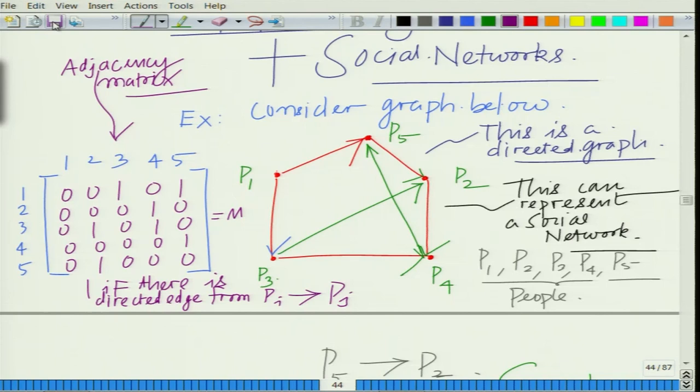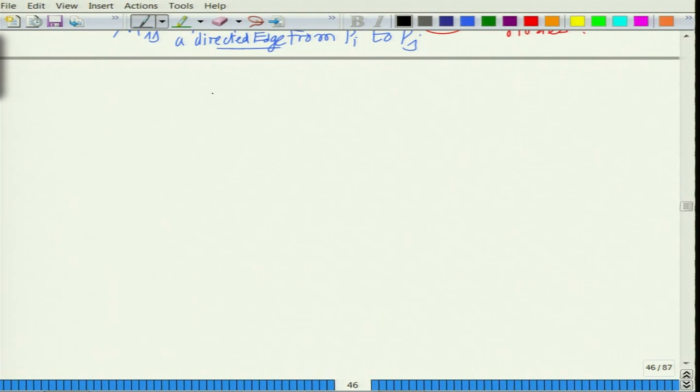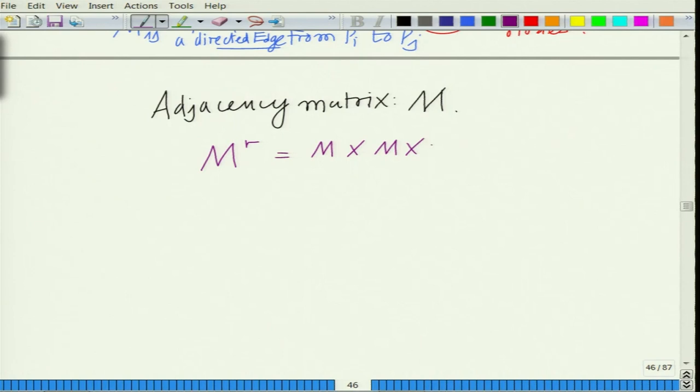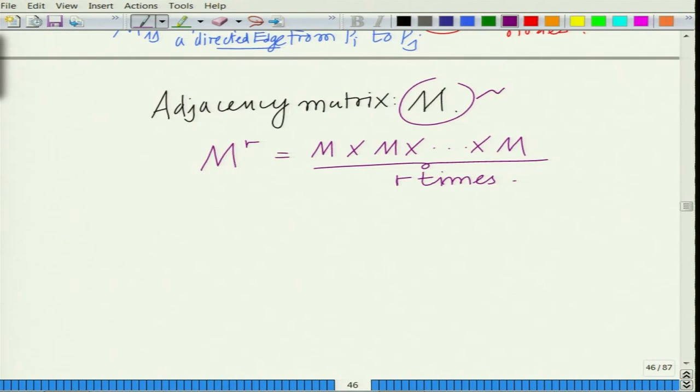So, in this graph now, we have the adjacency matrix that is M, and M raised to the power of R, that is if you perform this product M into M into M, R times. Since it is a square matrix, remember you can multiply it with itself. So, M into M into M, R times, this is M raised to the power of R.